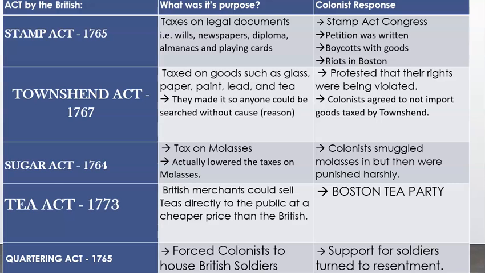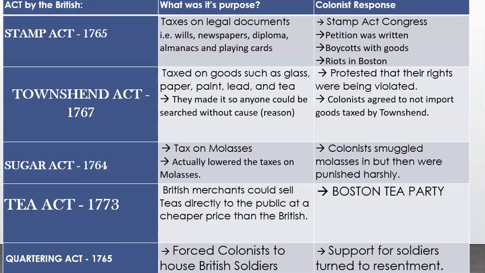The colonial response to that is going to be much more organized, much more specific. You're going to see petitions for anything written. You're going to see boycotts of the goods. You're going to see riots in Boston. And you're going to see something called the Stamp Act Congress get created. And the Stamp Act Congress, we'll talk about in a little bit, was one of the first times that the colonists all acted together.